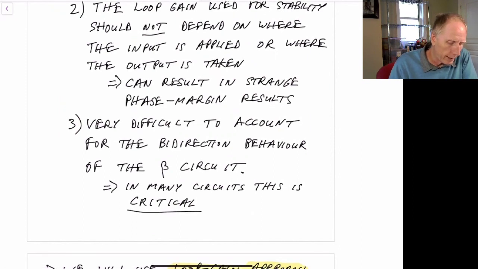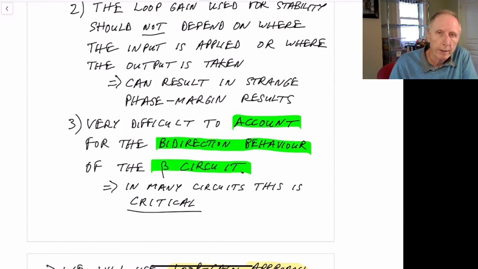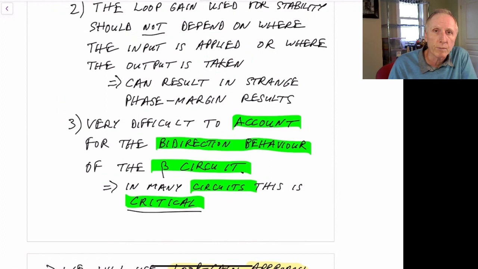Finally, the last one is this four-feedback approach. It's difficult to account for a bidirectional behavior in the beta circuit. It can be done, but it's a challenge. And most textbooks will even ignore this because they'll say, well, it's usually not an important factor, so we just won't take that into account. Turns out it is very critical in many circuits. In switch capacitor circuits, it's critical to take this effect into account.